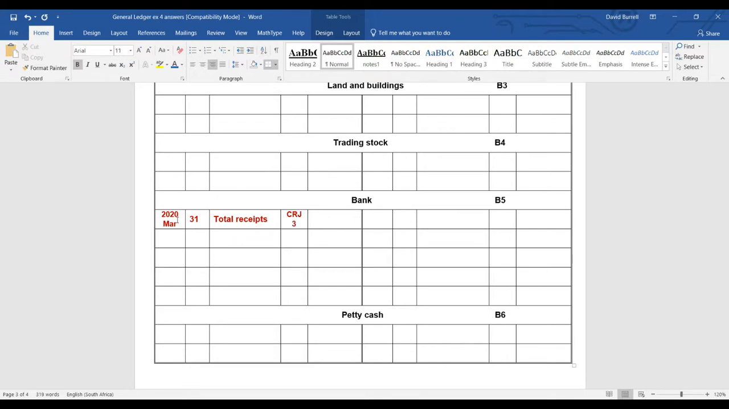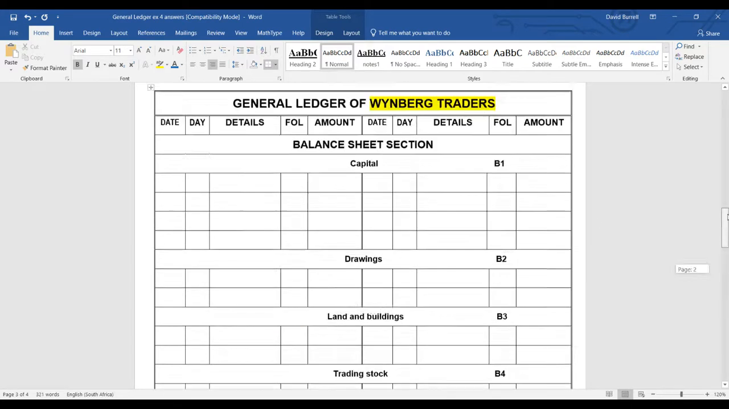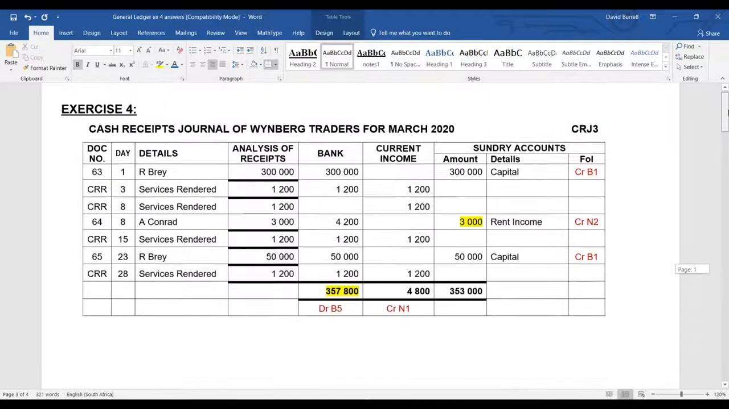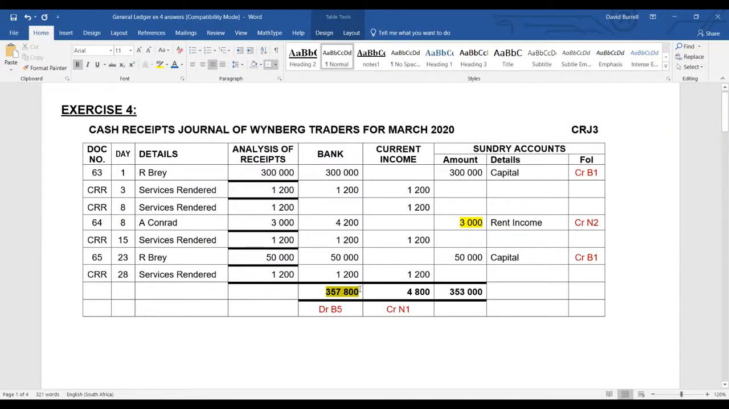And the amount that I worked out was 357,800. Okay, so let's just go back and check the cash receipts journal. Yeah, it was that amount over there, the 357,800, and I put it on the debit side of the bank account, account B5. And because it was a total, it was the end of the month's date.